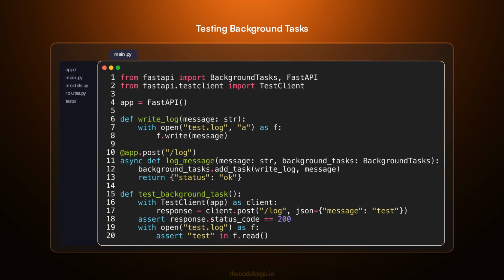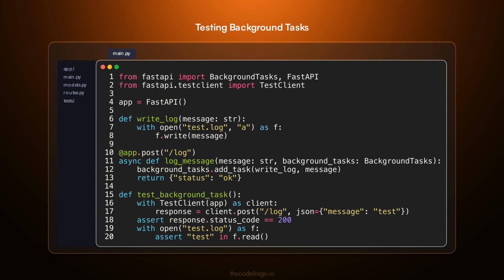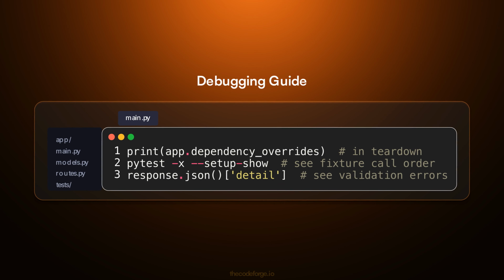The article mentions background tasks, but doesn't show how to test them. Use BackgroundTasks and verify side effects synchronously after the request completes within the with block. To diagnose flaky tests, first check if dependency overrides are leaking by printing them in a teardown. Use pytest --setup-show to see fixture call order. For validation errors, inspect response.json()["detail"].